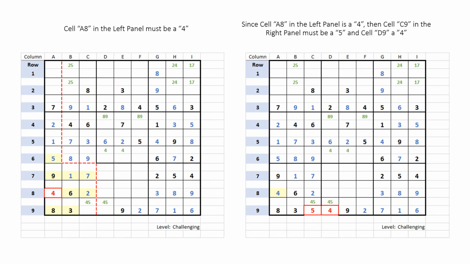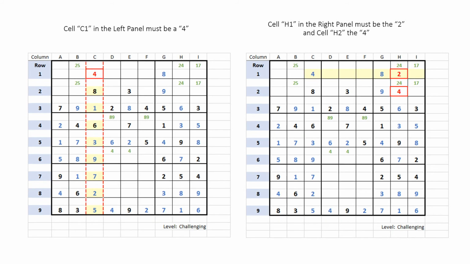Cell A8 in the left panel must be a 4. Since cell A8 in the left panel is a 4, then cell C9 in the right panel must be a 5 and cell D9 a 4. Cell C1 in the left panel must be a 4. Cell H1 in the right panel must be the 2 and cell H2 the 4.